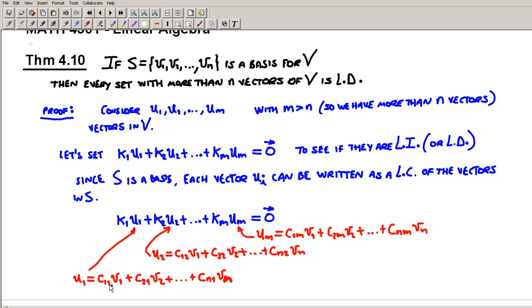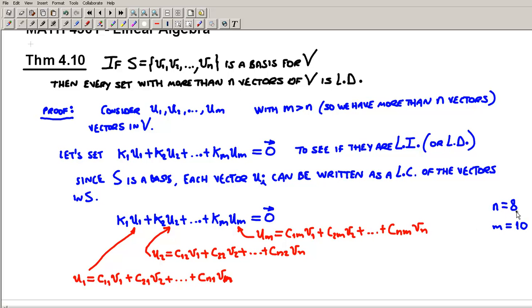Okay, why do I use c11, c21? It's just to keep track of the coefficients because there will be a lot of them. See, for example, I have n equal to 8 and m equal to 10, okay? So that means I have 10 vectors, and each of those 10 vectors I need to write as a linear combination of those 8 vectors. So you can imagine how many scalars I'm going to have. I'm going to have 80 scalars, right?